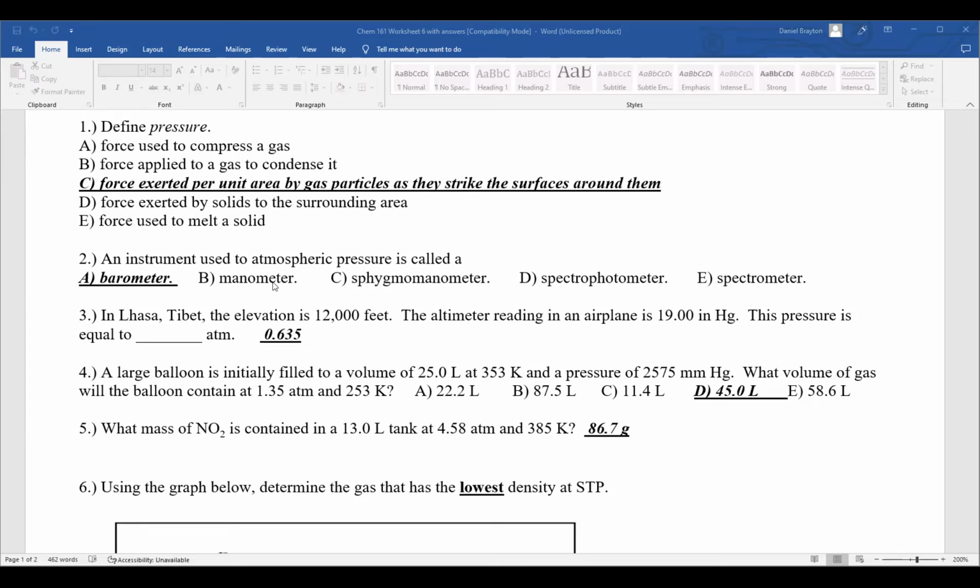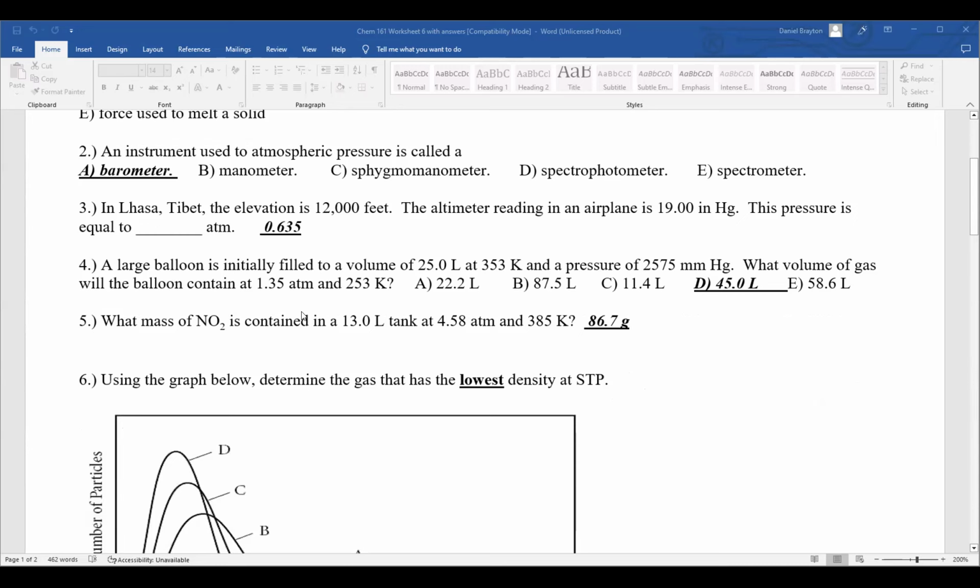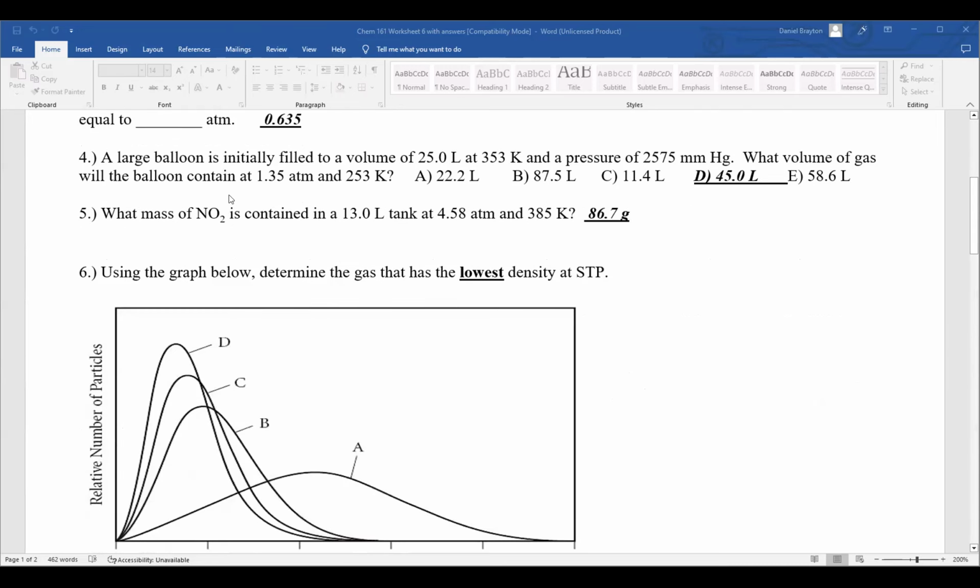A manometer is the small kind that's used in a chemistry lab. Barometer is the one that's for atmospheric pressure, like for weather stuff. A spectrophotometer is actually a real thing that's used for measuring light. I'm not sure C is even a real thing, and then E is just the two words thrown together. 3 looks like the same one off that study guide, so you can skip that one too.